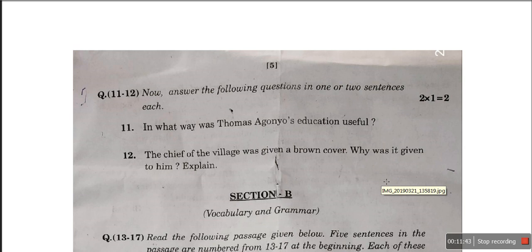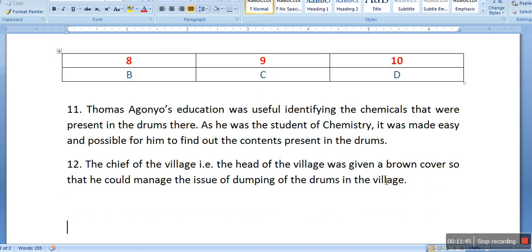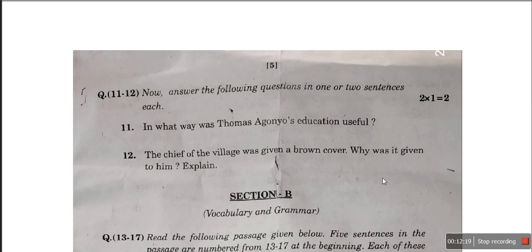When the lorries came here and dumped all the drums on the outskirts of the village, there were some carbon symbols on the drums, and some were leaking gases that are easily understood by this Thomas Aquinas. So he noticed and identified that the drums contained some chemicals, as he was a student of chemistry who studied in the university. Thus his education was helpful and useful.